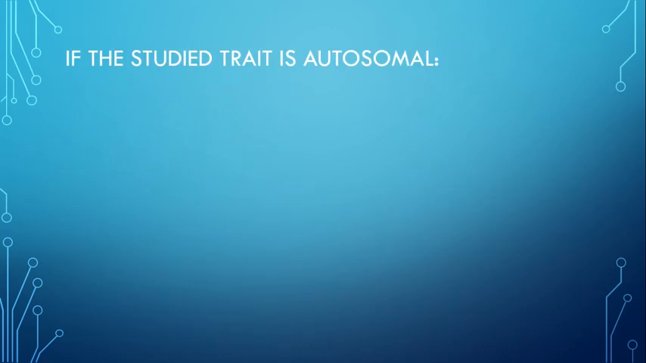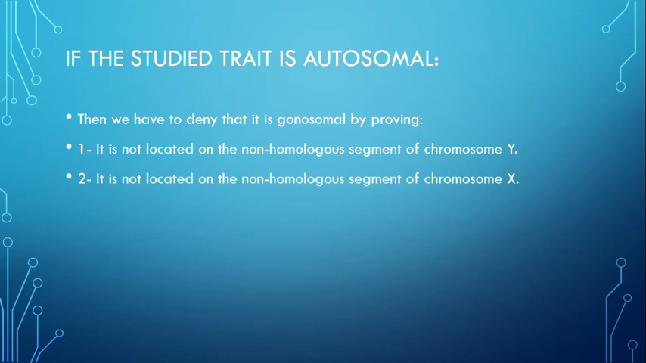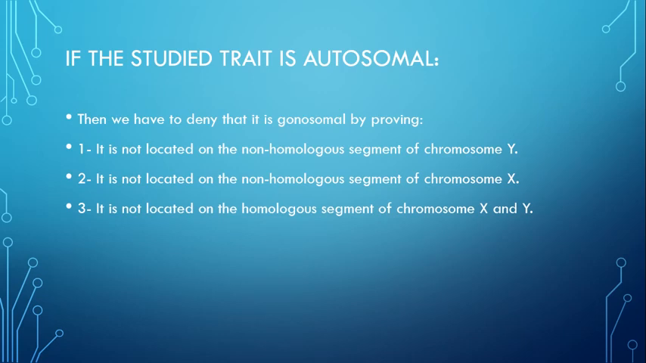If the studied trait is autosomal, there is a certain procedure we have to go through. In order to prove that the studied trait is autosomal, we first have to deny that it is on the gonosome. We have to prove that it is not located on the non-homologous segment of chromosome Y, nor on the non-homologous segment of chromosome X, nor on the homologous segment of chromosomes X and Y, to prove that it is an autosomal gene.